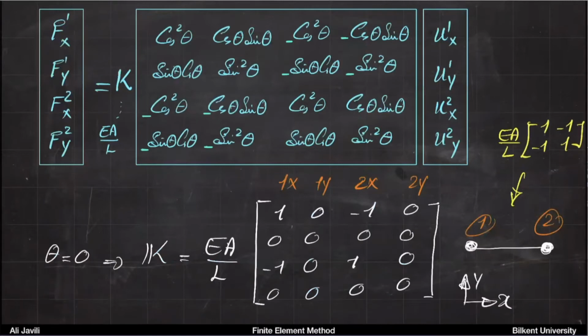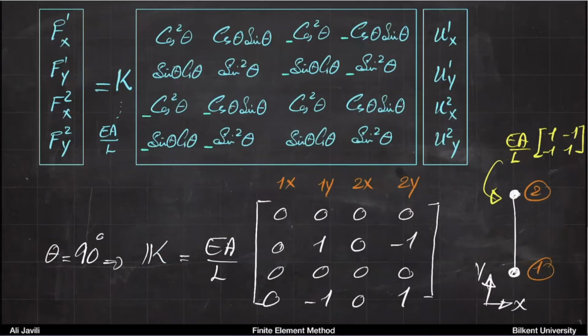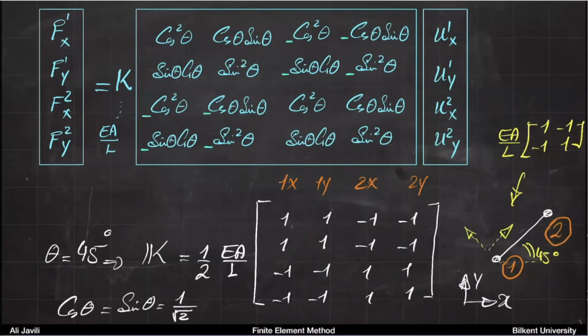Then we talked about simple cases. If theta is 0, then you have a horizontal element, so you get this 1, minus 1, minus 1, 1. That's what you expect. If you have a vertical element, you also get 1, minus 1, minus 1, 1. But now you see this square is shifted towards the y degrees of freedom of the system. And if you have, let's say, a 45-degree element, then you would get something which looks like this one. So basically, you get more ones and fewer zeros.